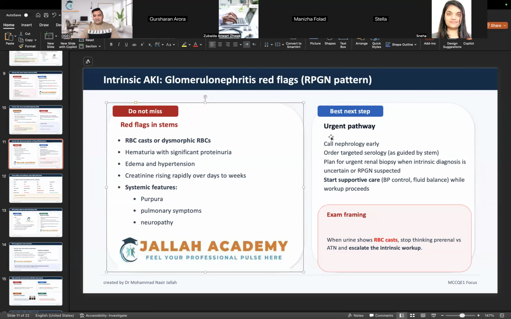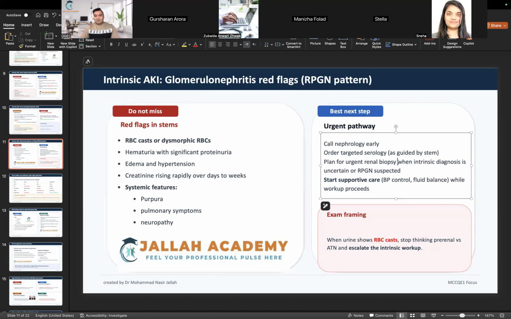Okay. Best next step. So it is glomerulonephritis. What is my best next step? Call nephrology or the targeted serology, plan for the urgent renal biopsy when intrinsic diagnosis is uncertain. So this might be in the licensing exam. So what if you have it? What is your next step?